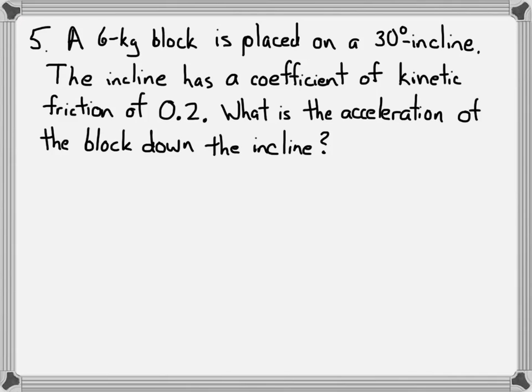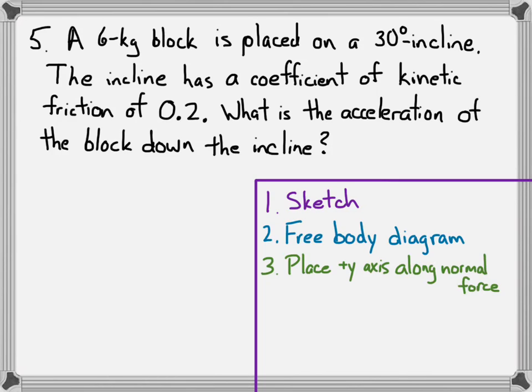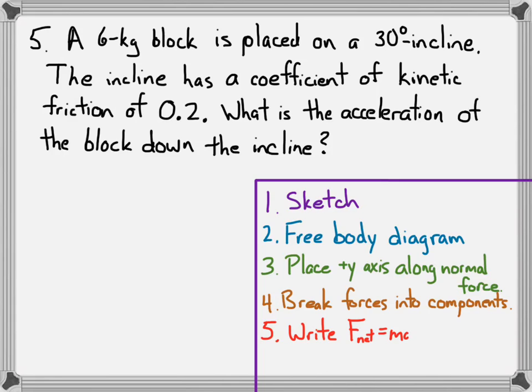So let's review the steps that we need to take in order to solve problems involving forces and Newton's second law. So first of all, we need to draw a sketch. Then we need to create a free body diagram. The third step is we need to place the y-axis along the normal force, and that will be important especially for inclines. The fourth step is to break any forces into components along the x and y axes. And we need to do that in order to write F net equals ma, Newton's second law, for those two axes. And then finally we're going to have a system of equations that we're going to need to solve.